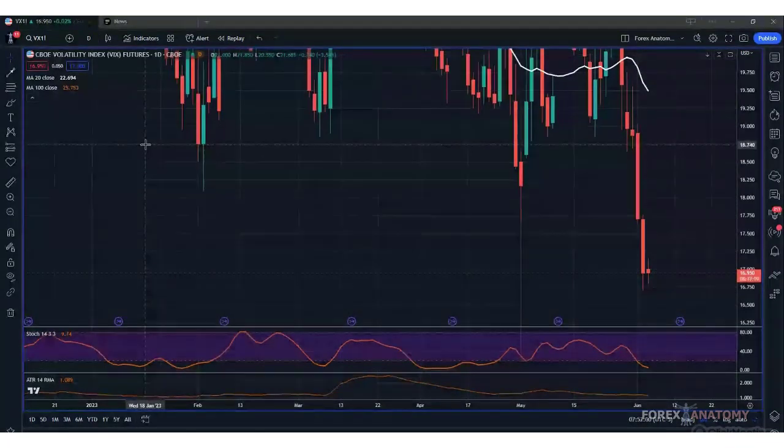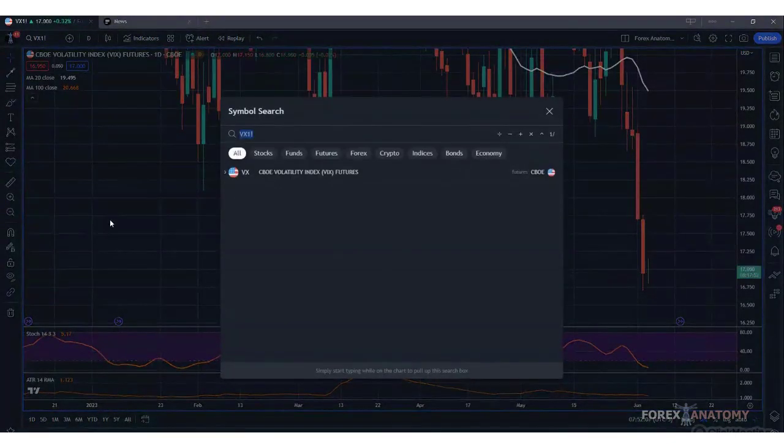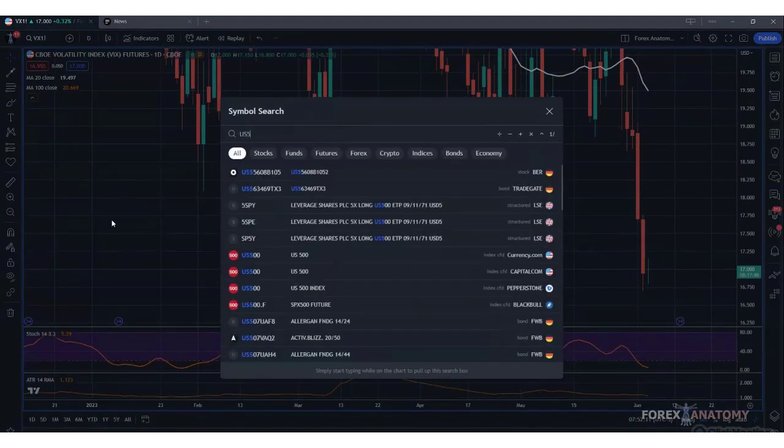When we trade, before we trade, we've got to see the environment. We've got to see, okay, what's the macro flow? What's the micro flow, I should say. So let's go to our S&P 500. Let me just do this. US 500.